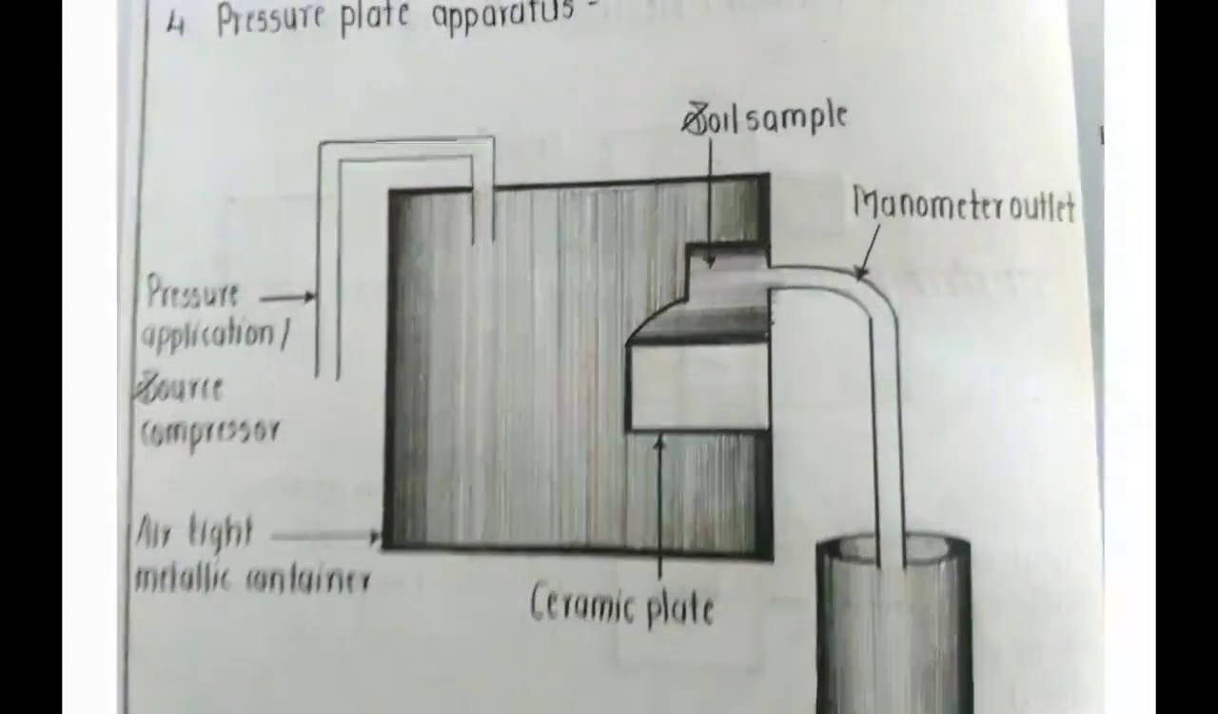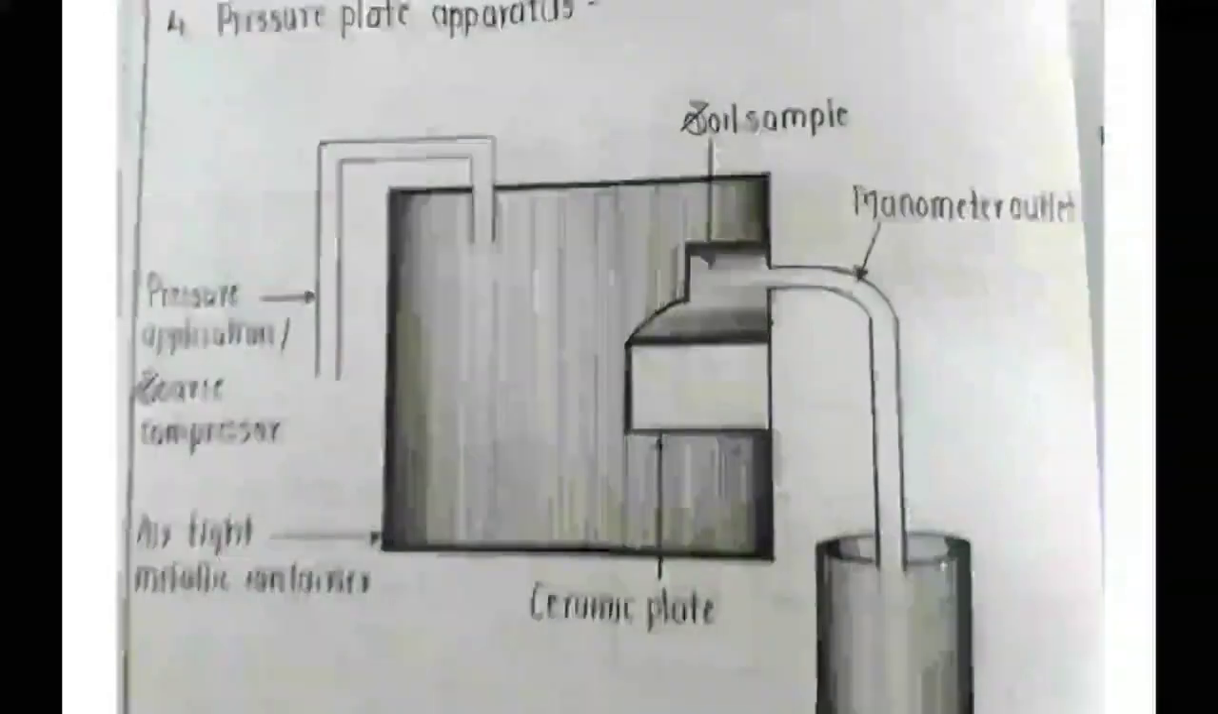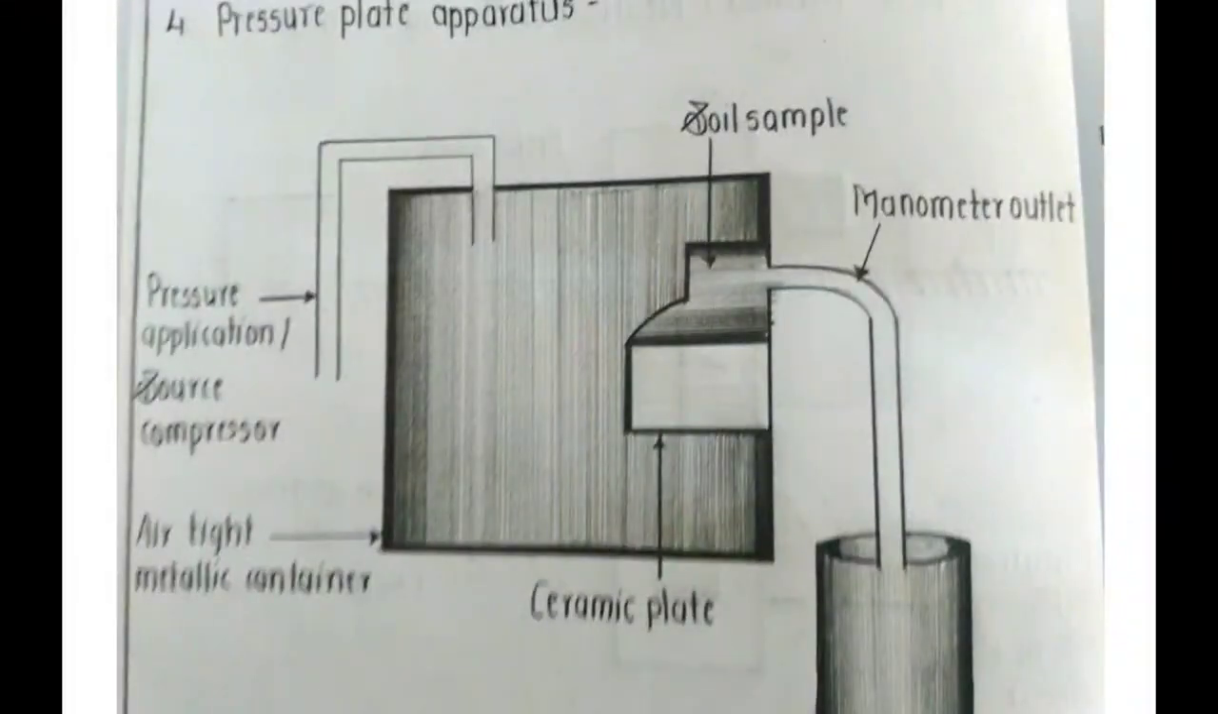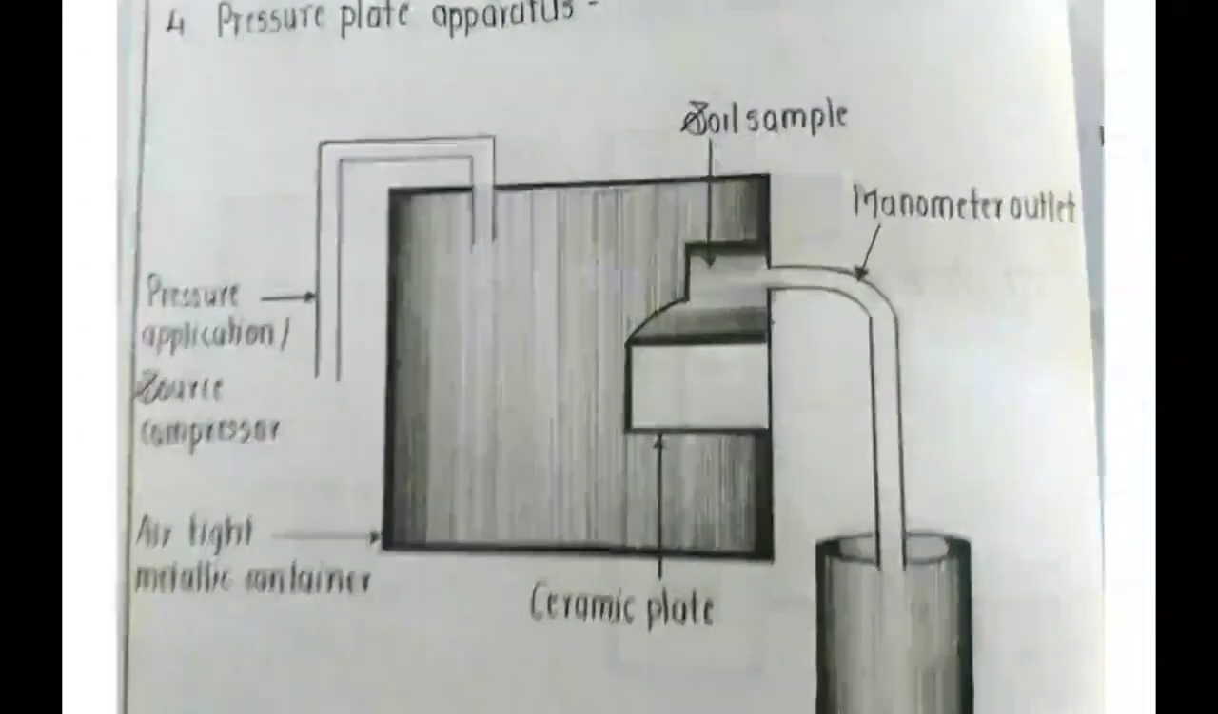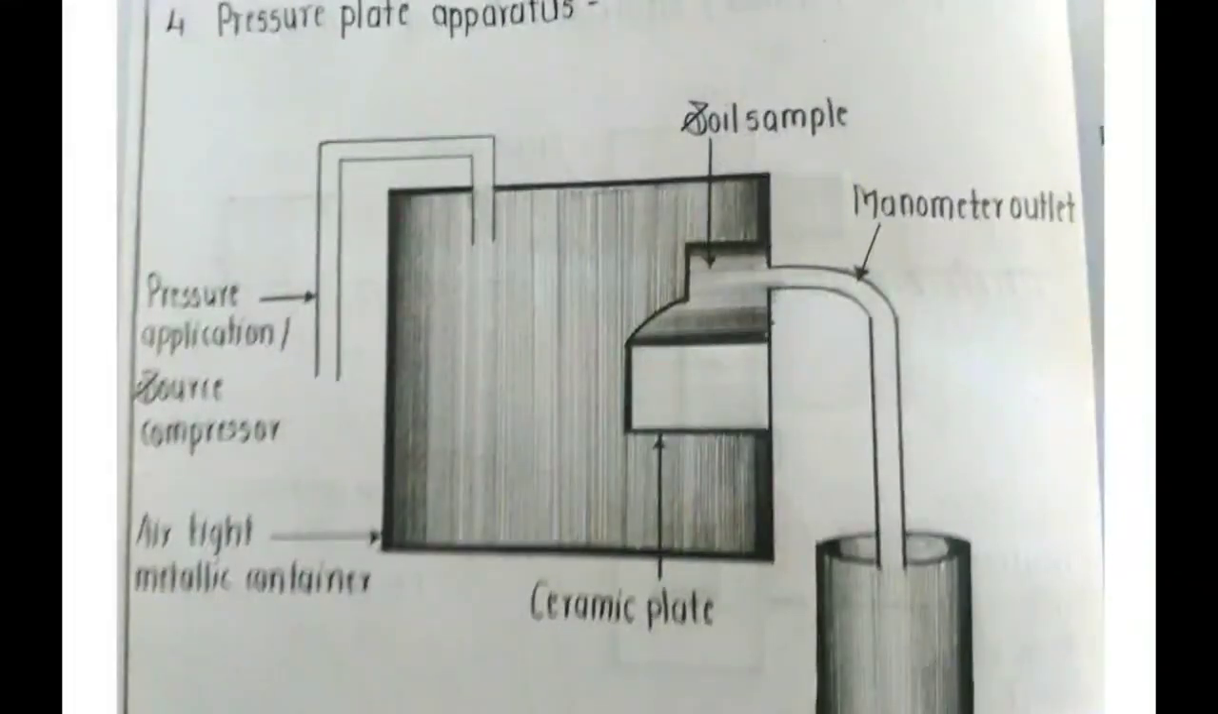First is an airtight metallic chamber. It is a chamber which is airtight, like our pressure cooker, for example. The airtight metallic chamber is connected with a pressure application source, also called a compressor, for giving more pressure. Compressor means like the air pump we use for filling air in tires. In a similar way, we have a compressor here to apply pressure.